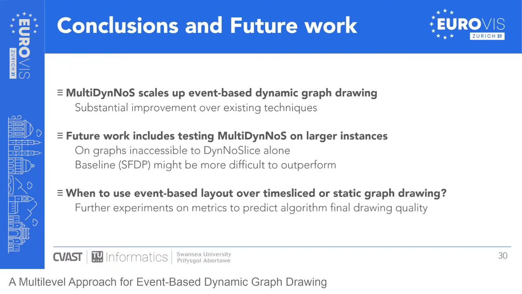This research opens an interesting new problem: when to use event-based layout over time slice or static graph drawing? Further experiments are needed on metrics to predict the algorithm's final drawing quality, in order to choose between the best alternatives.